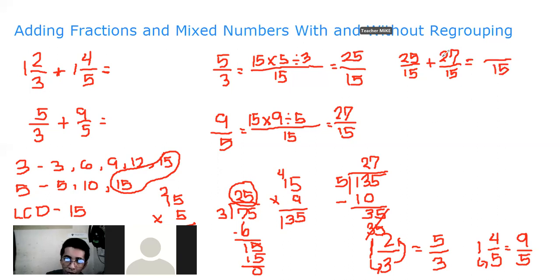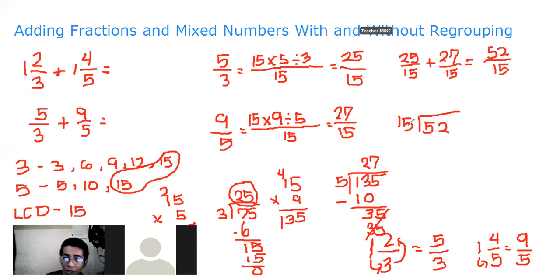Then, 25 plus 27, that is 52. Tama, 52. Okay? So, dahil mas malaki si numerator kaysa kay denominator, kailangan kasi mas malaki si denominator kaysa kay numerator. Since na mas malaki si numerator, i-divide natin siya. Si denominator yung nasa labas, then si numerator yung nasa loob, yung 52.